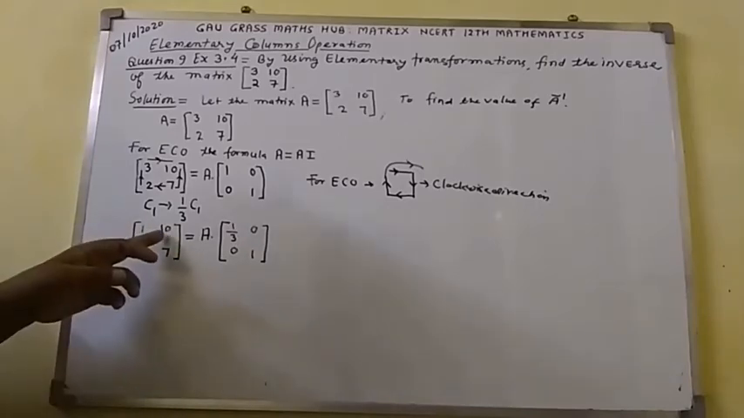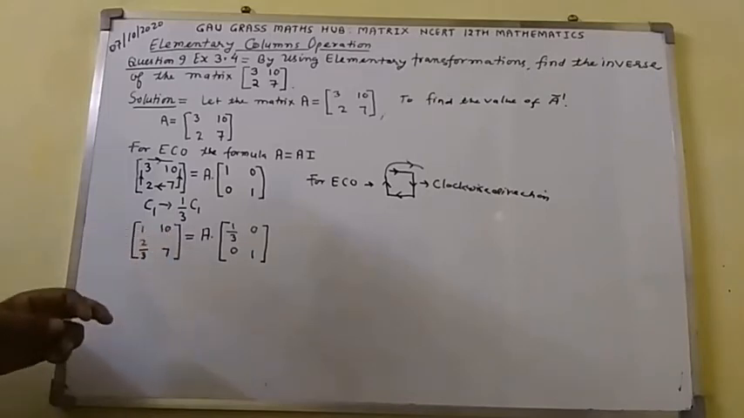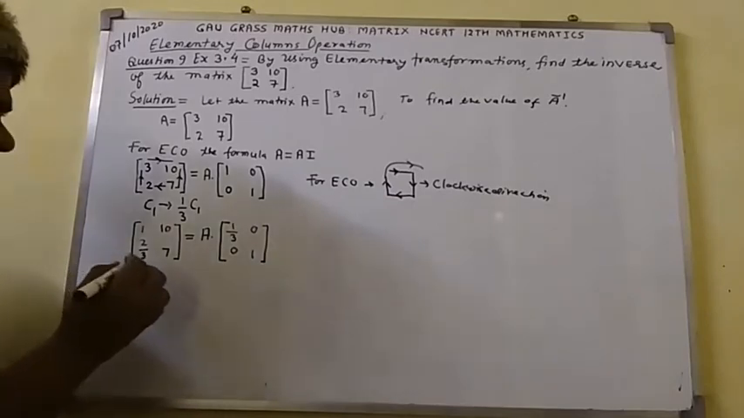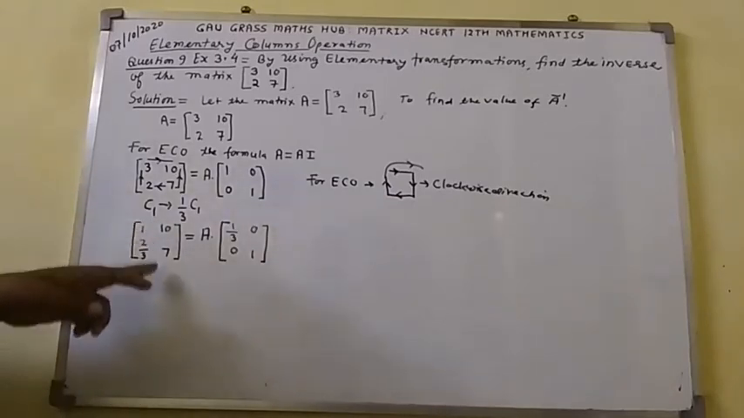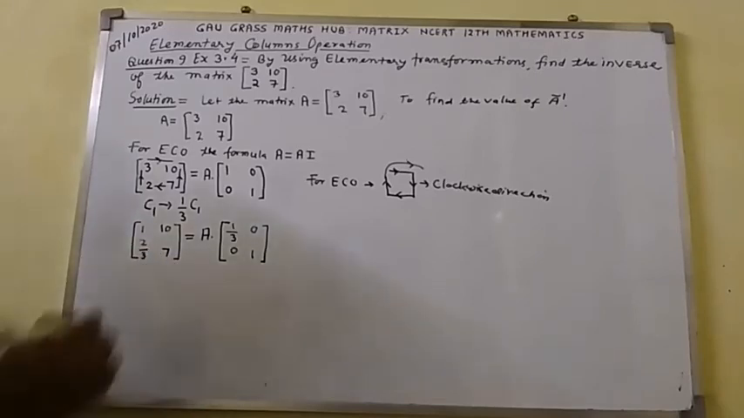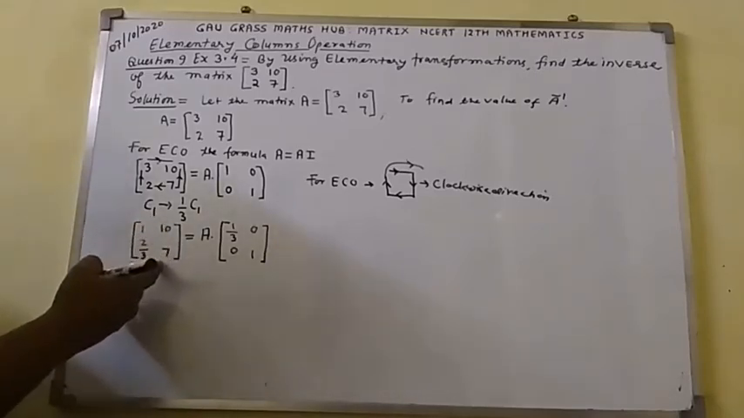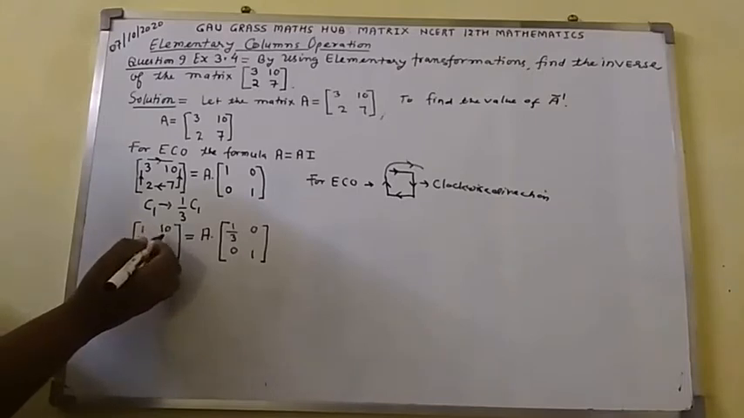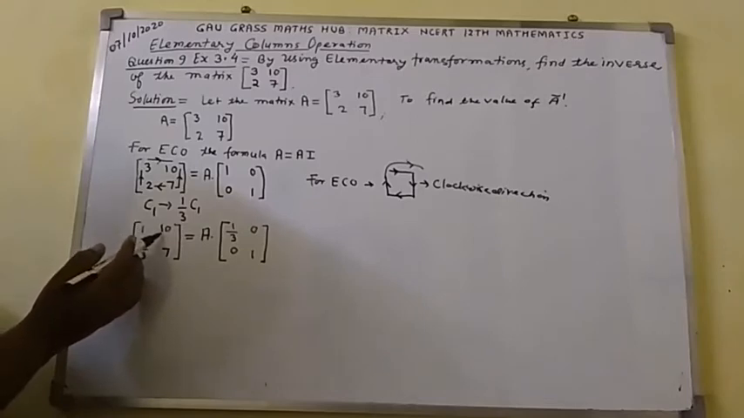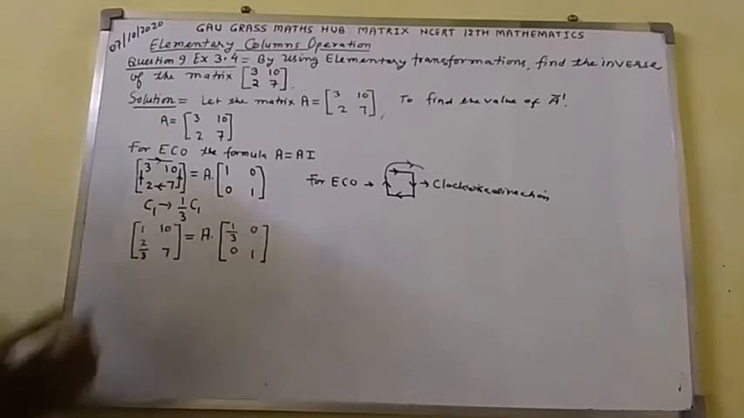For making the 10 a 0, what operation should we carry out? Let us see. I shall write the property here. This is the column C2. The changes will occur only in C2, because the first element of the second column is 10 here. This 10 is going to be 0. In order to make 10 a 0, we shall apply this property.